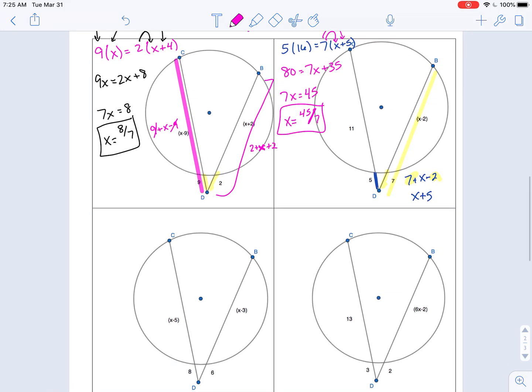Okay, why don't you guys pause the video, try these very last two. I think you'll be able to do those. So try those very last two problems. I'll leave this up here as a reference for us. And then we will move on and finish this very quickly.